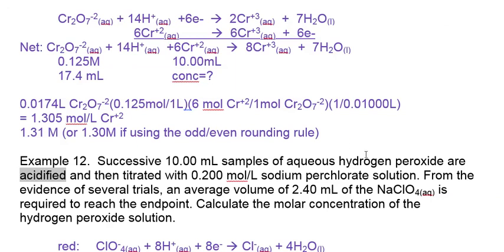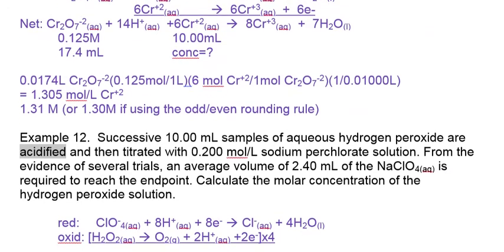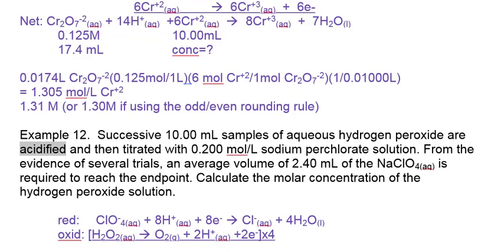Now the aqueous hydrogen peroxide, might have to look a little harder for that one. So hydrogen peroxide, H2O2. So we're looking down on the right hand side to find that reaction, and it's going to look like this. So we've only got 2 electrons in the oxidation reaction, 8 electrons in the reduction reaction. We need to multiply the oxidation by 4 before we add them up.